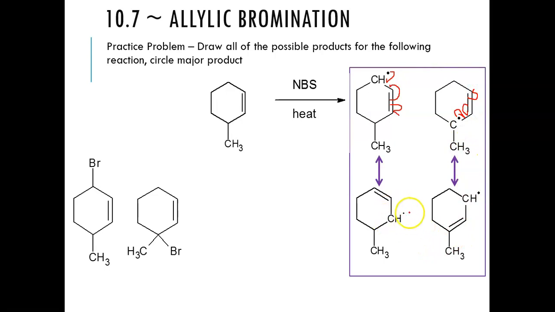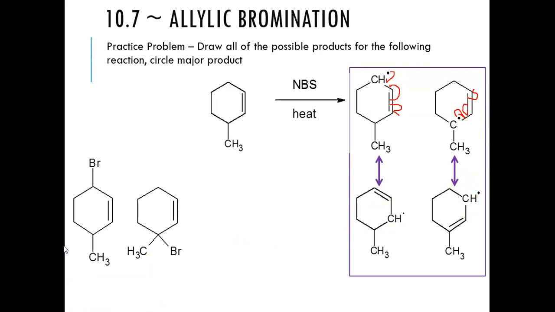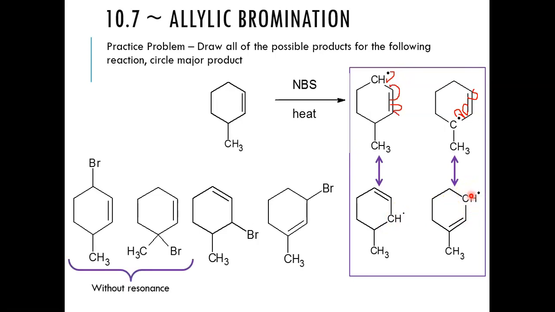So we've created two new radicals, and now we want to look at what products would form from those two. So we can get this one where our bromine is adding to this radical, or this one where our bromine is adding to this radical. And so we end up with these four products. Two of them were the result before resonance was applied, and two of them were with resonance. So what is our major product?